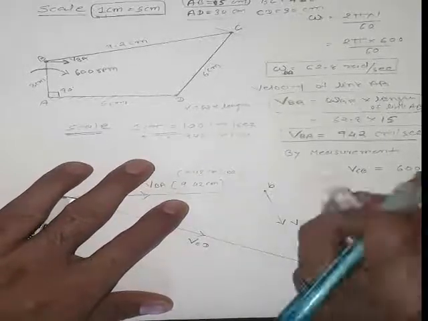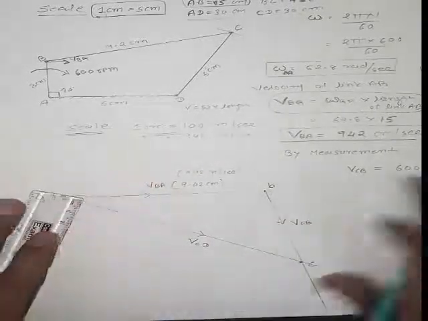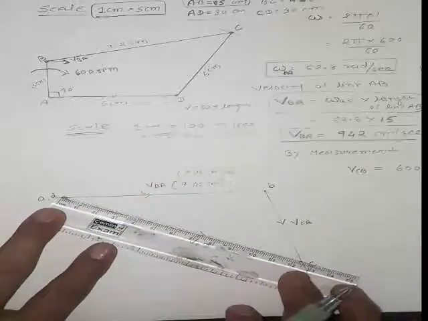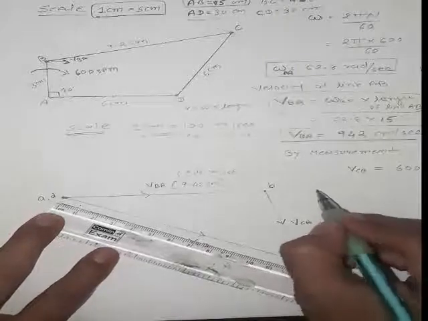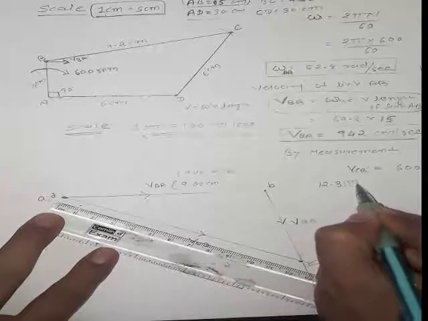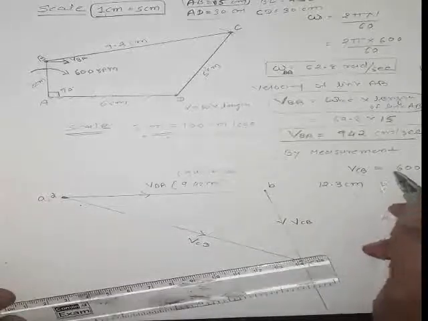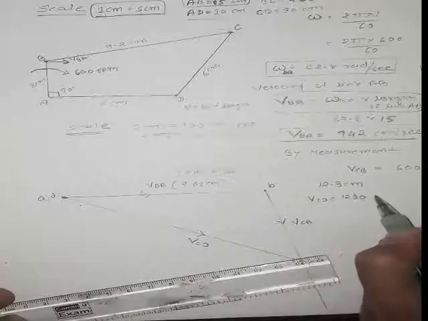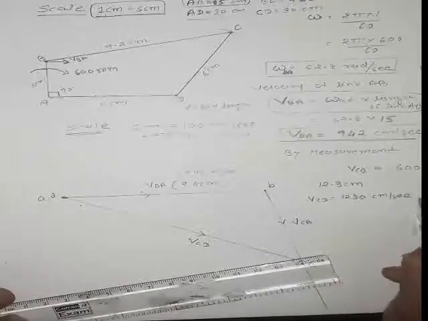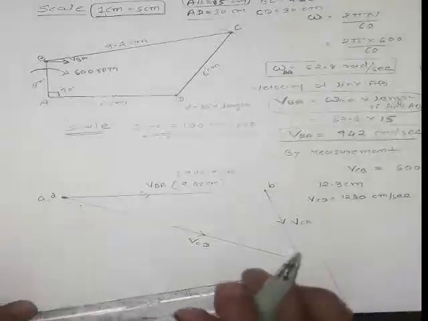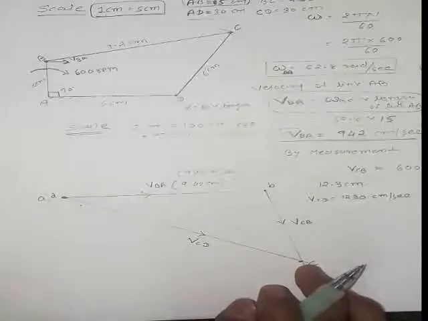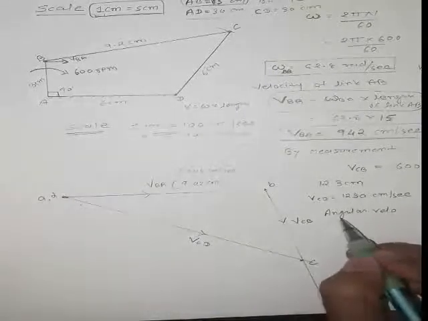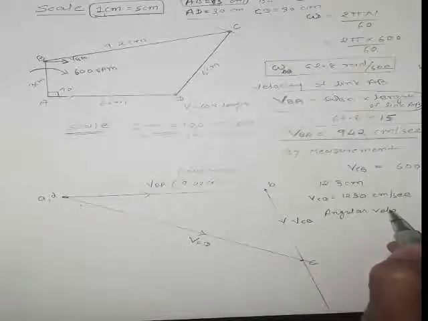Let me write it over here. Now if you consider VCD, it is around 12.3, right? So here 12.3 centimeter. Now we have to multiply it with 100. So VCD, that is 1230 centimeter per second, right? So here we have CD, we have CB, right? Now I have to find the angular velocity of link CB.